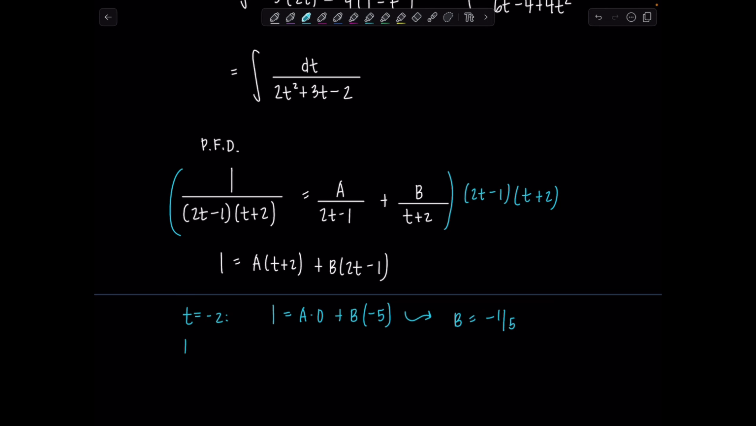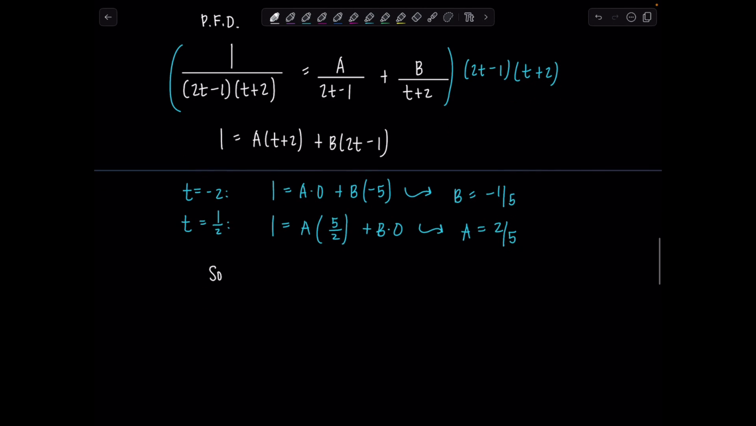And then similarly, I'm just going to let t equal a half. And then I have 1 equals a times 5/2 plus b times 0. So a is positive 2/5. Good. So then let's rewrite our integrand.